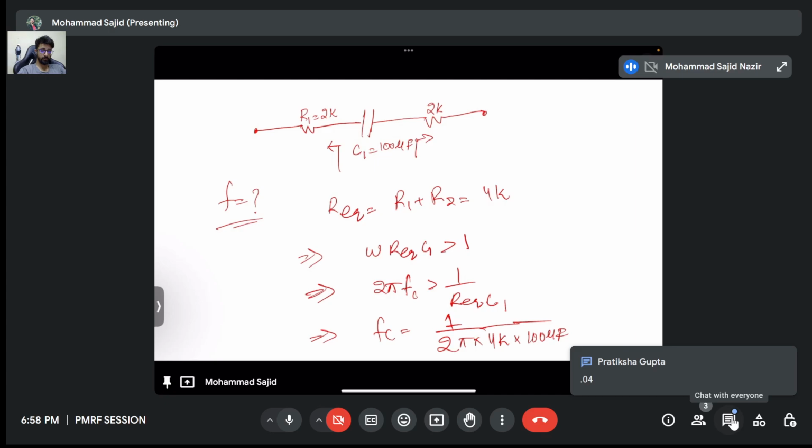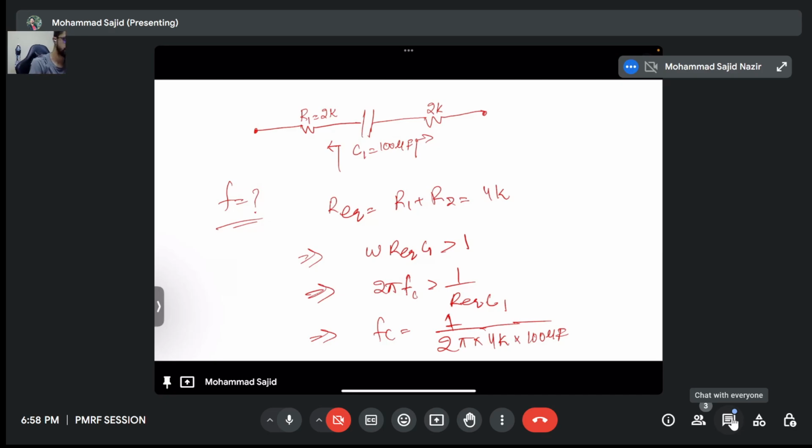Okay, 0.04 hertz. That is the unit of the frequency. You always write H in capital, z in small. Okay, so we can do the questions of this side, right? Now let's move to the next one.